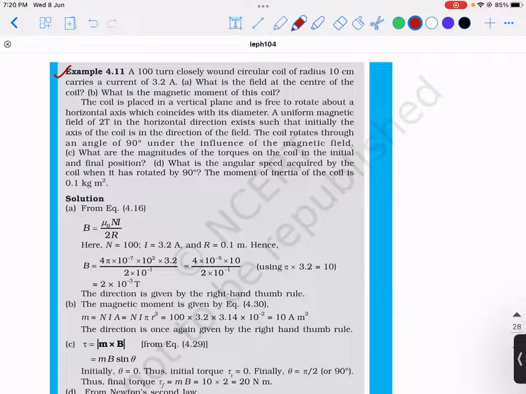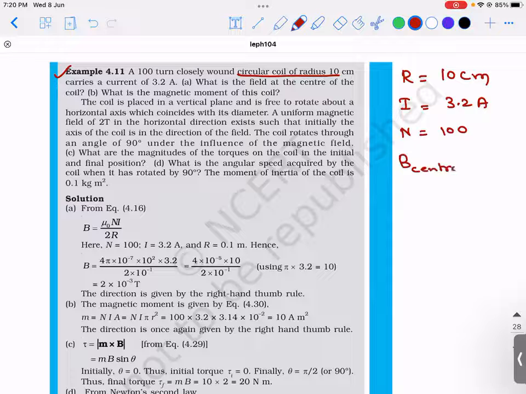In 4.11, there is a 100-turn closely wound circular coil of radius 10 centimeter that carries a current of 3.2 ampere. So radius is 10 centimeter, current is 3.2 ampere. What is the field at the center of the coil? The number of turns is 100. So what is the field?